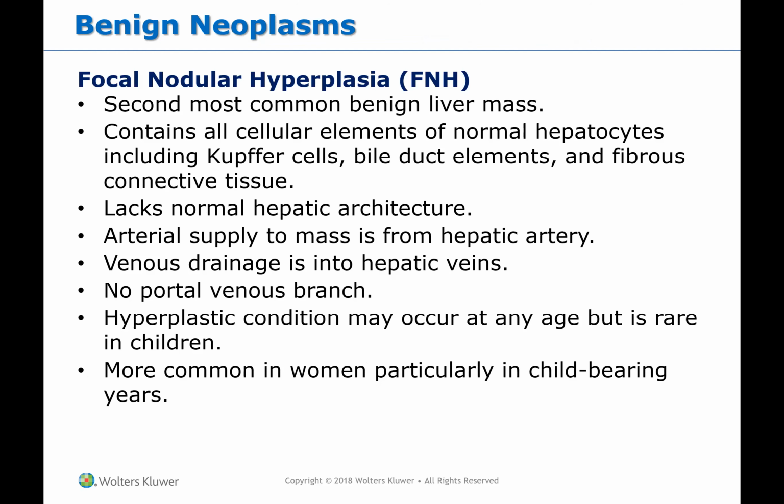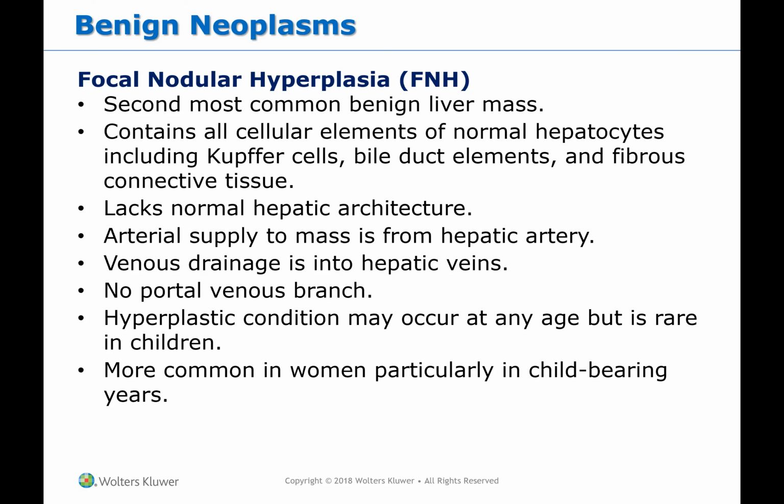Okay, so we know about what that is now. So we feel good about that. Let's talk about focal nodular hyperplasia, and it's the second most common benign liver mass. So first is the hemangioma, and this is the second one, so you need to know this one.